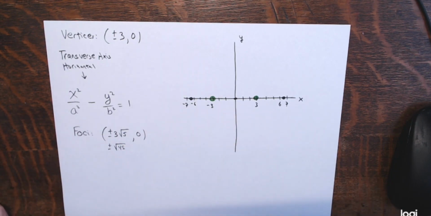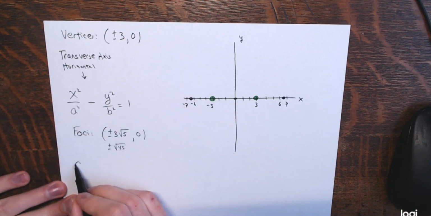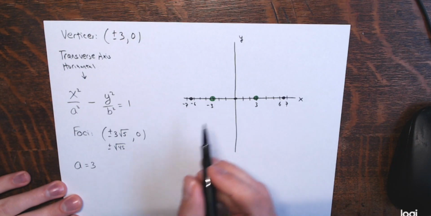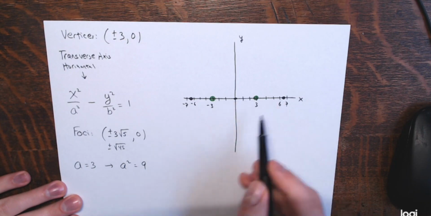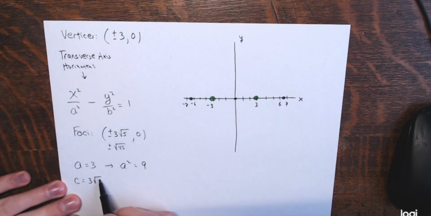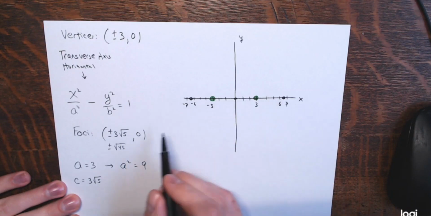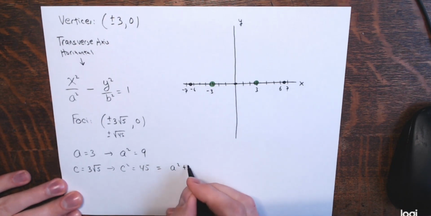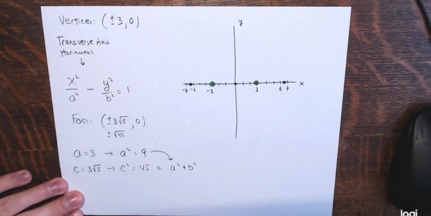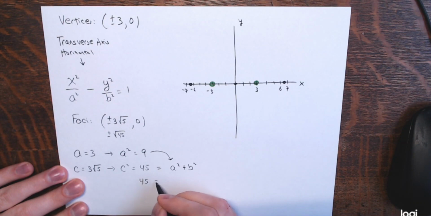Now we have a, right? a is 3, the distance from the center to a vertex. So that means a squared is 9. We also have c, right? c is the 3 root 5. That's the distance from the center to a focus, 3 root 5. So that means c squared must be 45. And remember, c squared is a squared plus b squared. And I'm replacing a squared with 9. So 45 must be 9 plus b squared. And then just subtracting 9 from both sides, b squared is 36. And if b squared is 36, then b is 6.